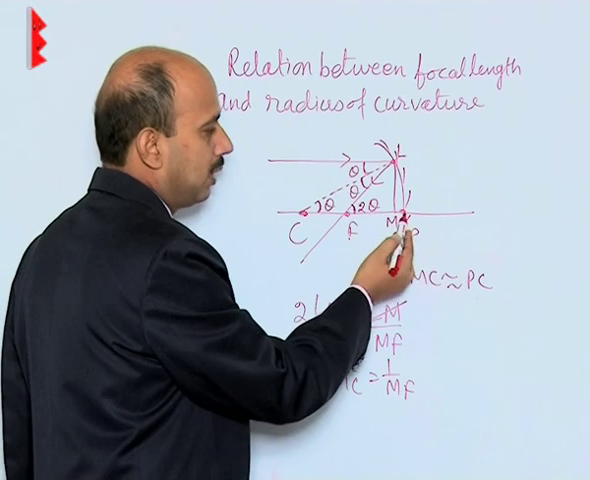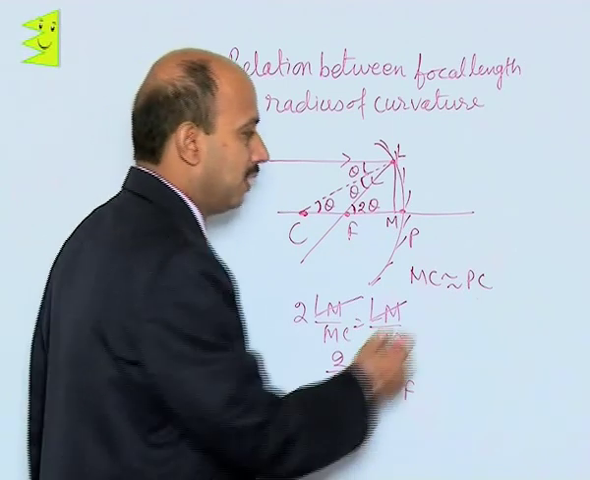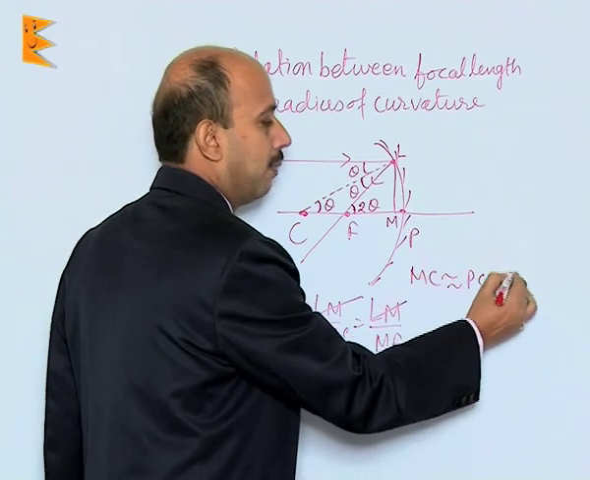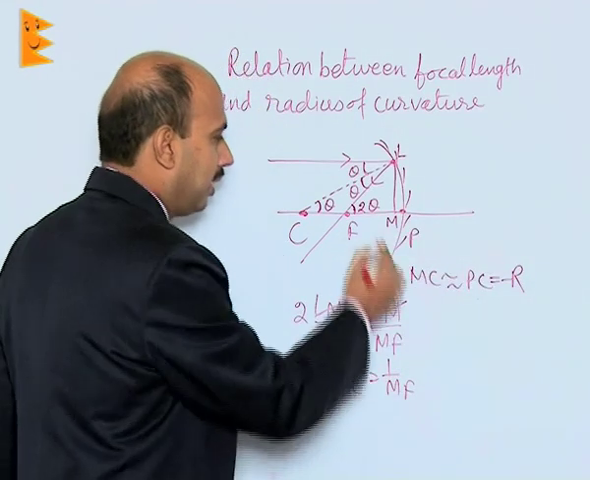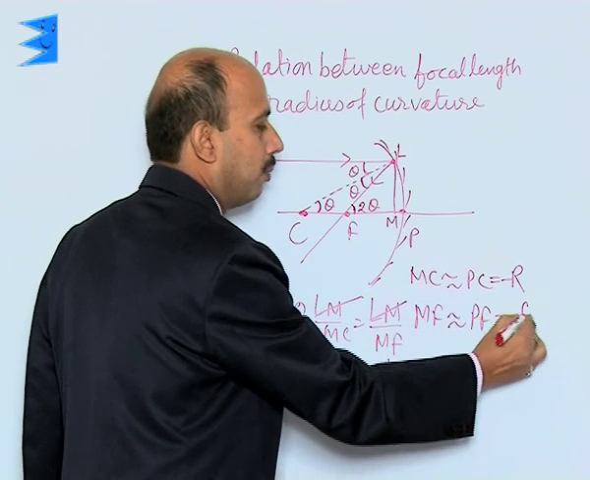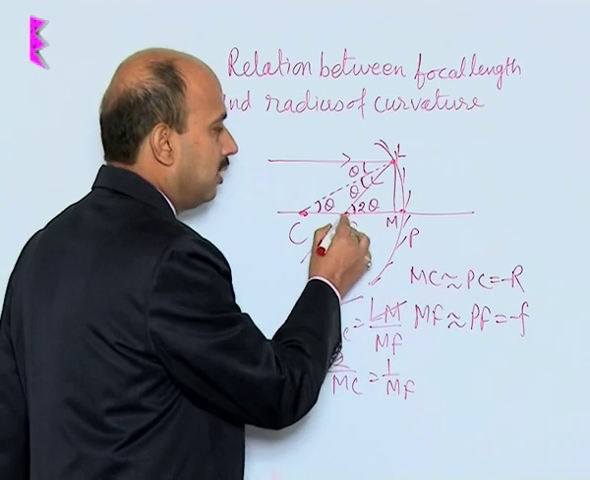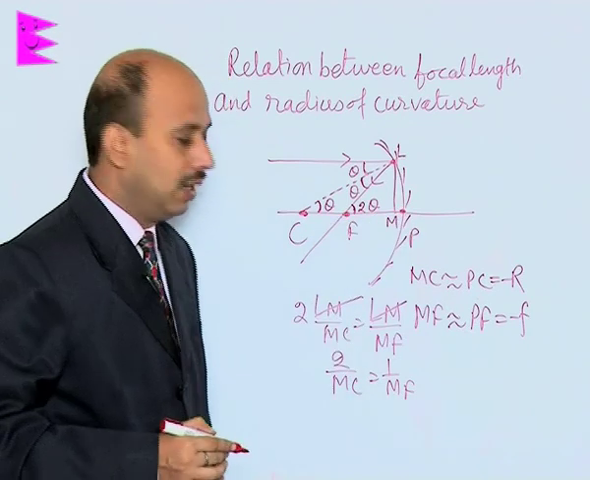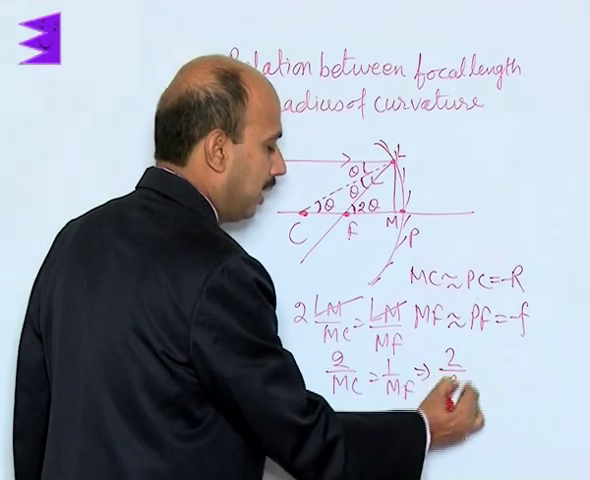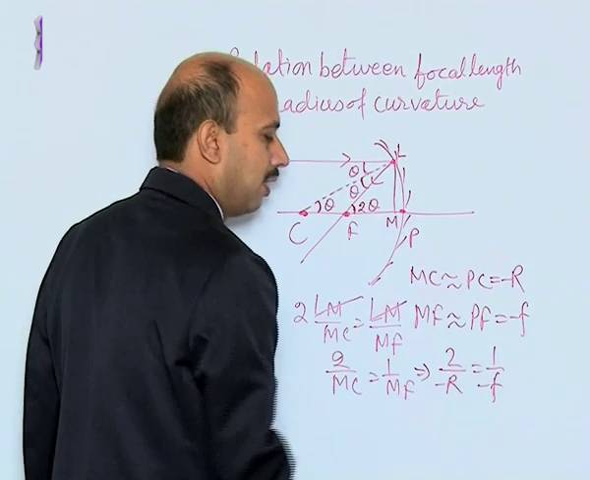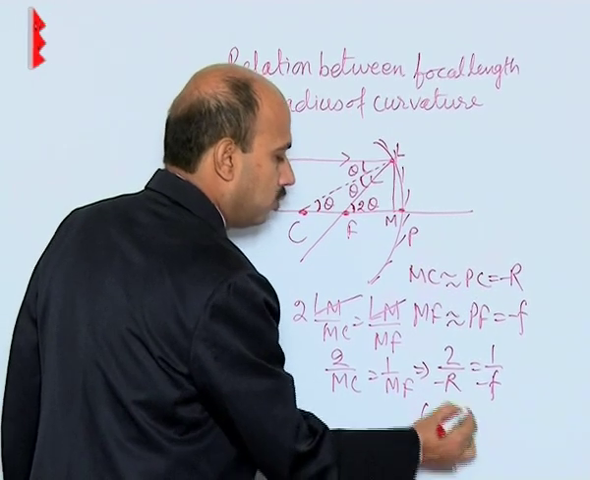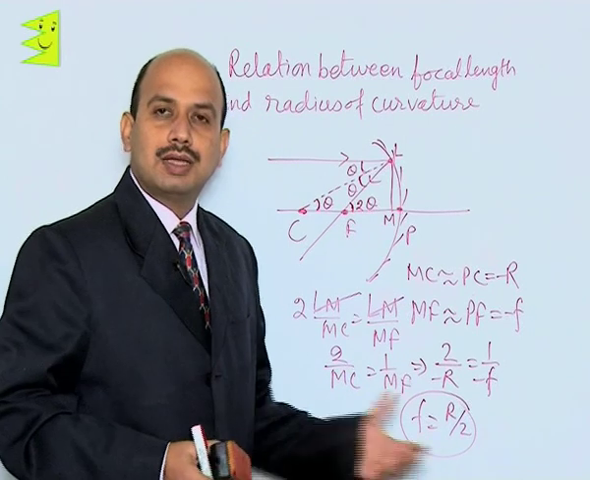So, MC is approximately equal to PC, that is equal to the radius of curvature, and this distance is opposite to the reflected ray. So, we can write minus R. Similarly, we can write MF is approximately equal to PF is equal to minus F, because the distance between focus and pole is known as focal length. Now, we replace these values over here. So, we will get 2 upon minus R is equal to 1 upon minus F, or we can write F is equal to R by 2.